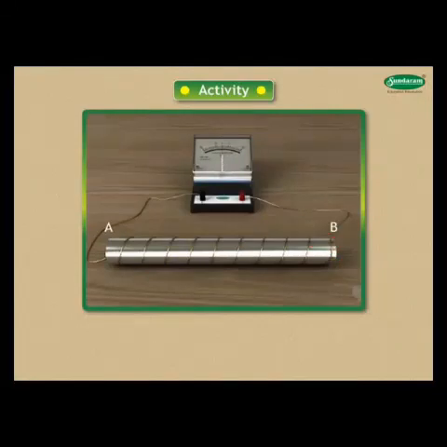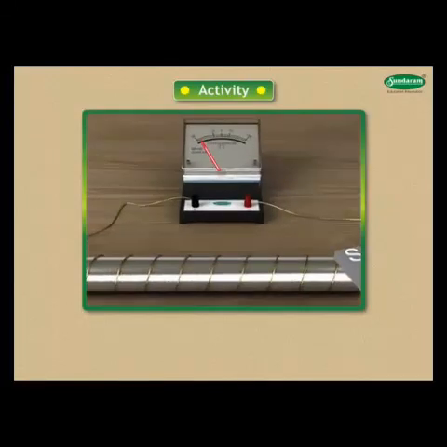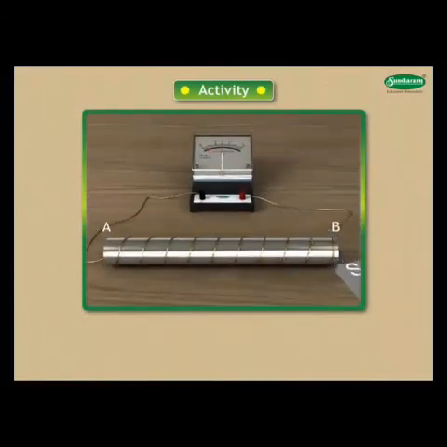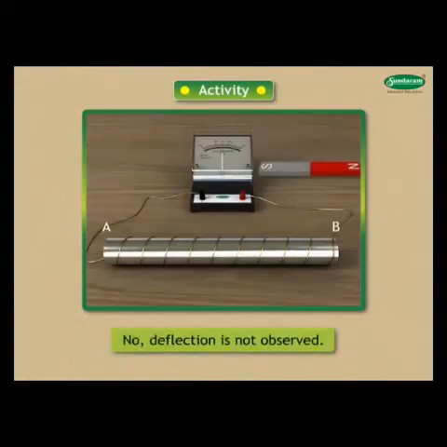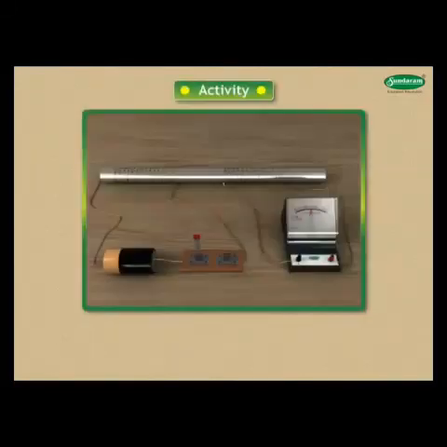Now repeat this with the south pole. Again observe the deflection. Note its direction. What will happen if instead of magnet a coil is moved? If both coil and magnet are kept stationary, do you observe any deflection? No, deflection is not observed. Let us perform one more activity.